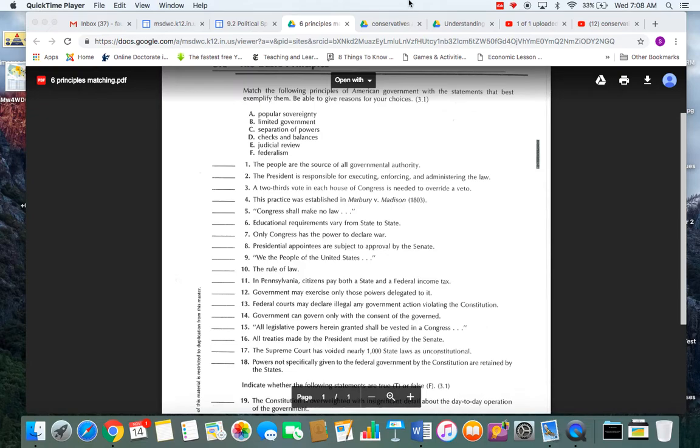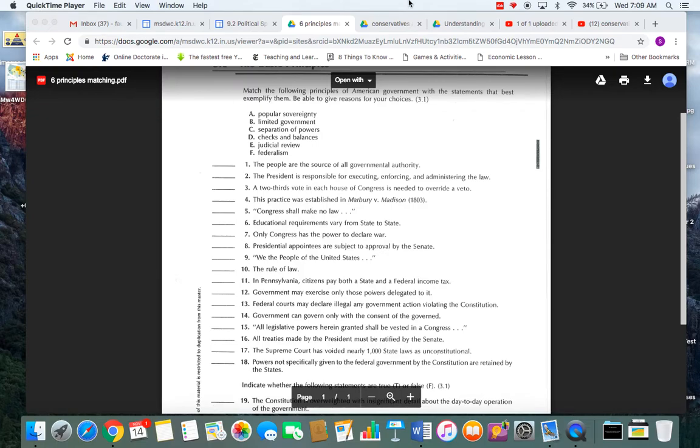So the people are the source of power, and you should underline the people are the source of power. That is popular sovereignty. The president is responsible for executing, enforcing, and administering the law. We're looking at one branch of government and what their power is. So we have separated the power and given that specific power to the president, separation of power. A 2/3 vote in each House of Congress is needed to override a veto. The president is the one who vetoes. So when you see 2 branches of government having to do something, they put that in place to have checks on each branch to balance the power so no one branch becomes too powerful. So that is checks and balances.